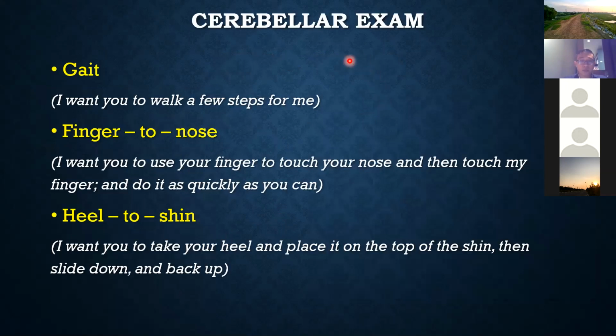And for the cerebellar exam, we have 3 parts: gait, finger to nose, and heel to shin. This is a template that we can tell the patient when we do the cerebellar exam. We can ask them to walk a few steps to see if they have any problem with walking or not, and then finger to nose and heel to shin.